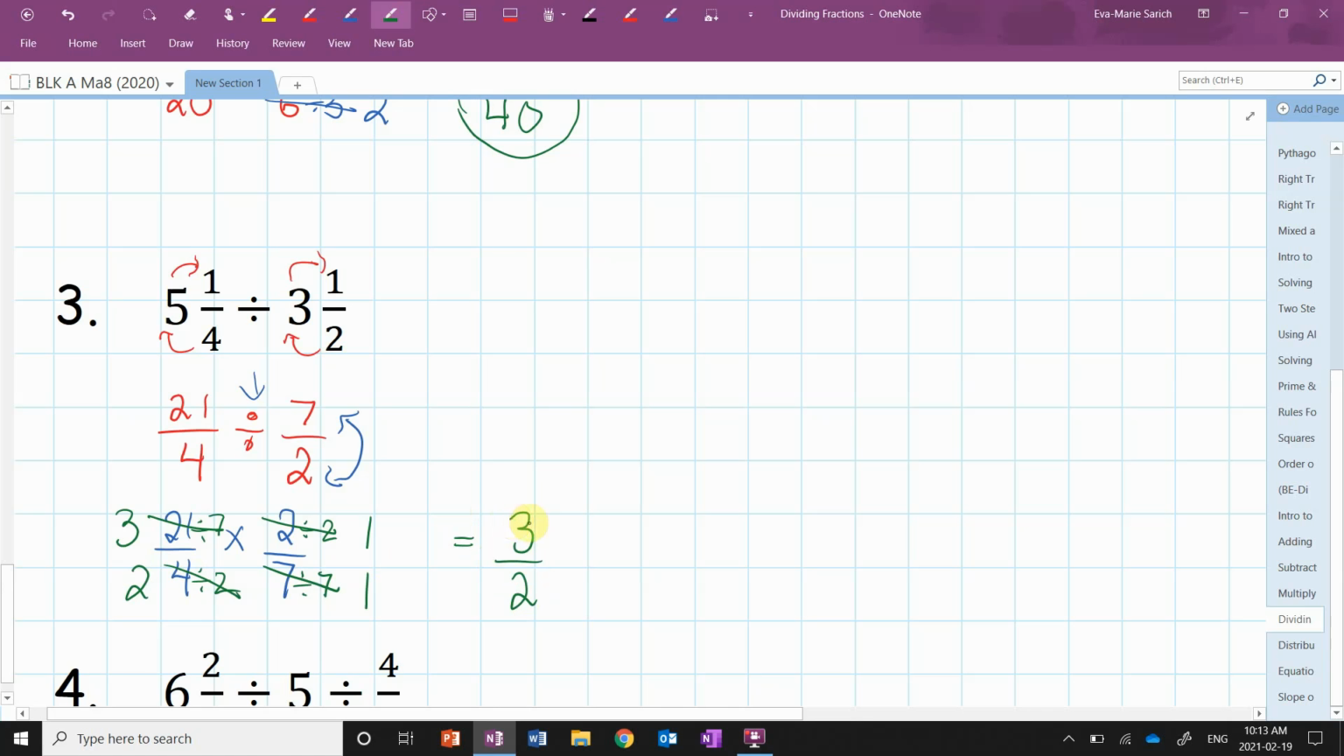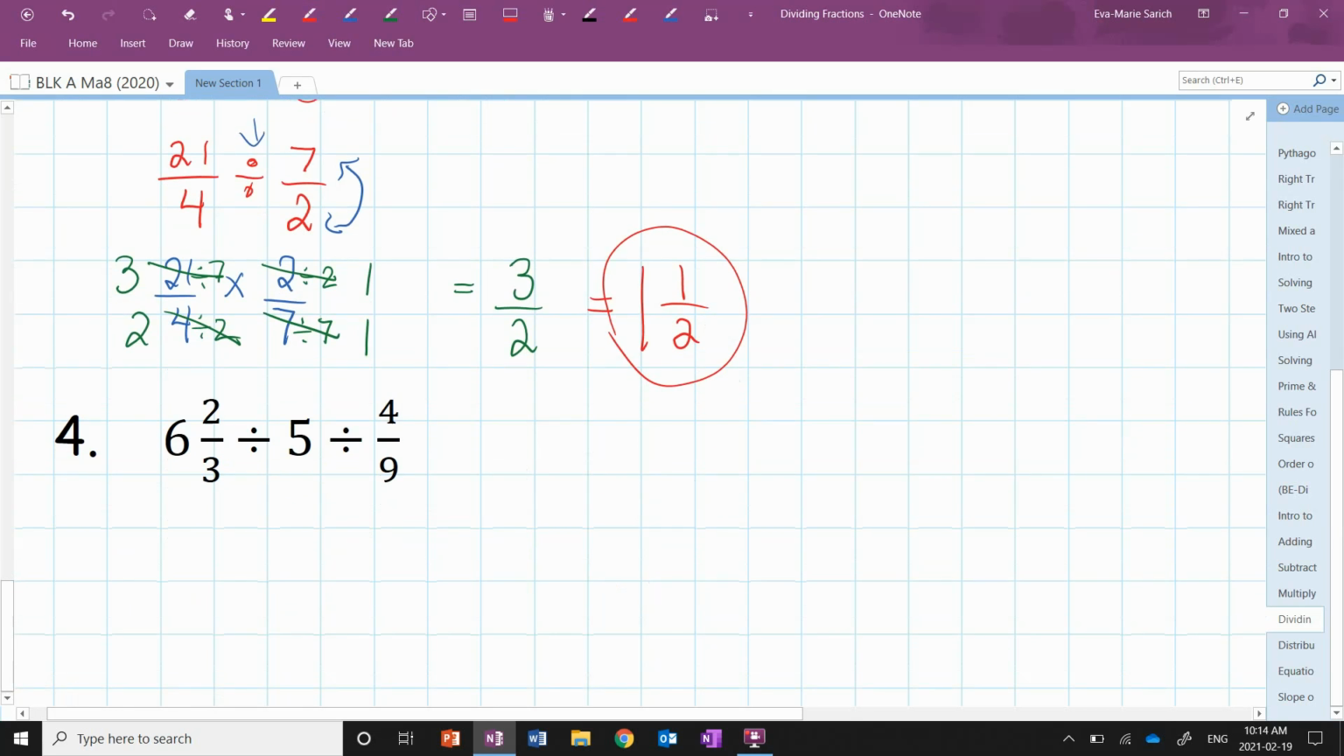Now that's improper because 3 is bigger than 2. So 2 goes into 3 once. That becomes our whole number. And then 2 times 1 gives us 2. We have 3, so there's 1 left over on top of our same denominator. So we convert this improper to a mixed number.